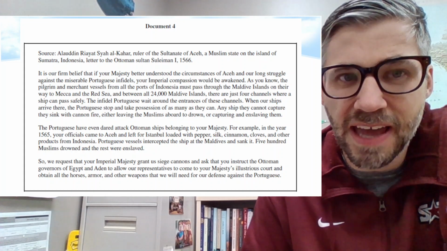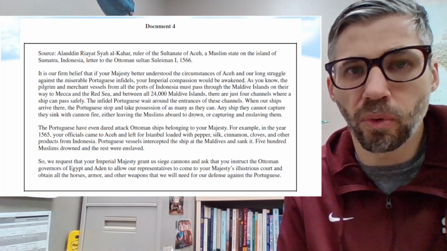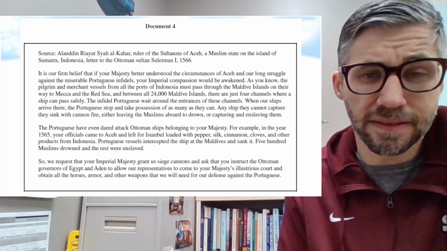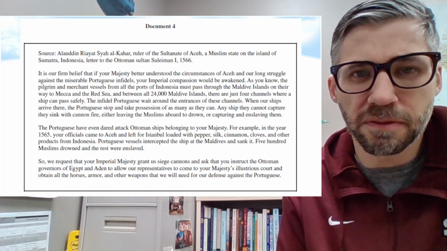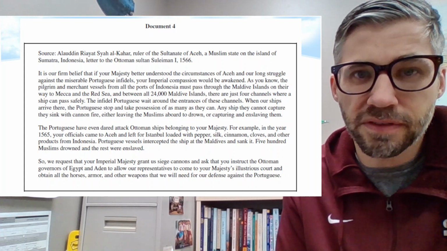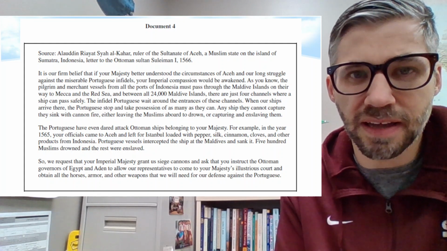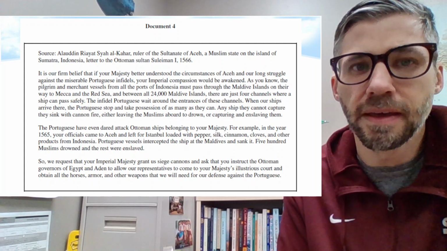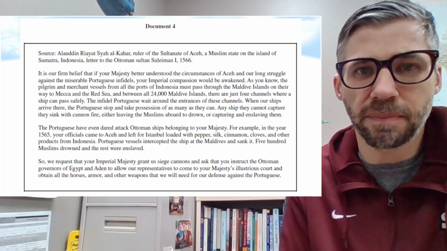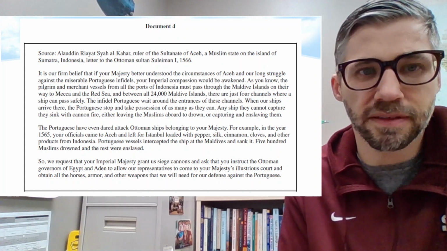Any ship they cannot capture, they sink with cannon fire, either leaving the Muslims aboard to drown or capturing and enslaving them. The Portuguese have even dared attack Ottoman ships belonging to Your Majesty. For example, in the year 1565, your officials came to Aceh and left for Istanbul loaded with pepper, silk, cinnamon, cloves, and other products from Indonesia. Portuguese vessels intercepted the ship at the Maldives and sank it. 500 Muslims drowned. The rest were enslaved.